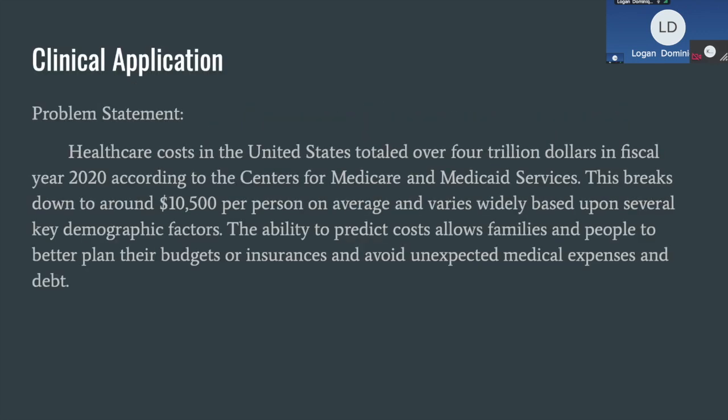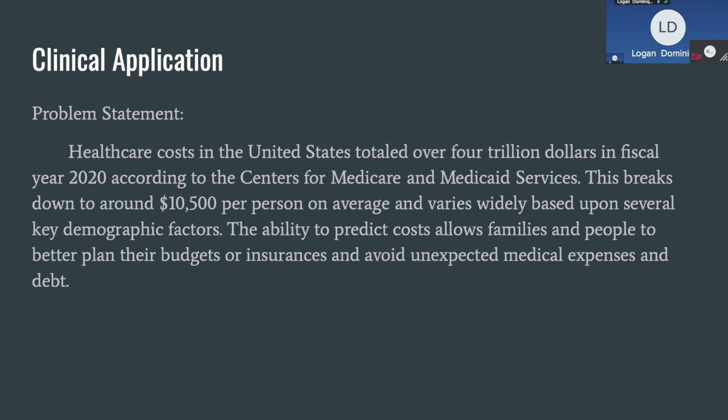The United States spent upwards of $4 trillion on healthcare in fiscal year 2020. This expenditure breaks down to around $10,500 per resident in the United States. However, the cost per person varies widely. People with major health issues skew the data significantly, raising the average, where the typical patient cost is significantly lower than $10,500, depending on the demographic group.